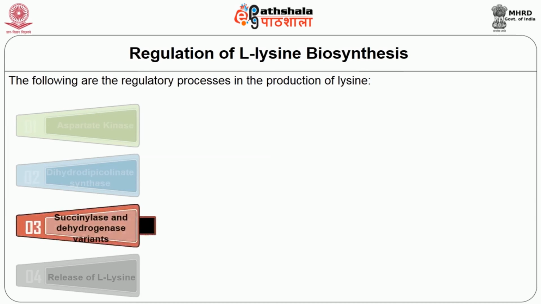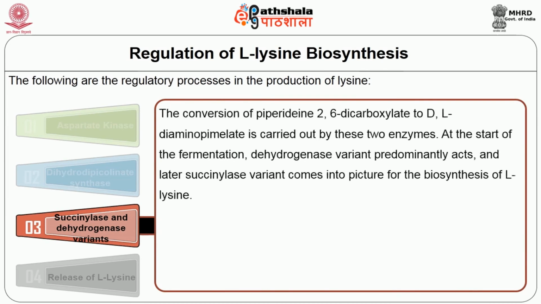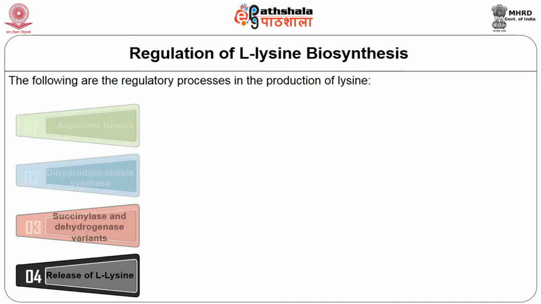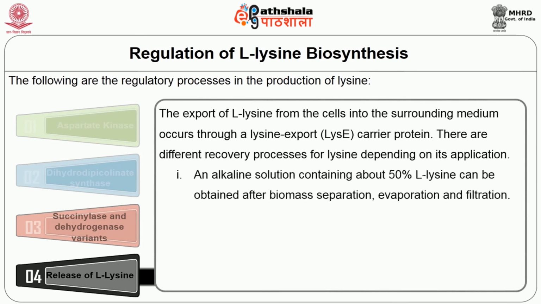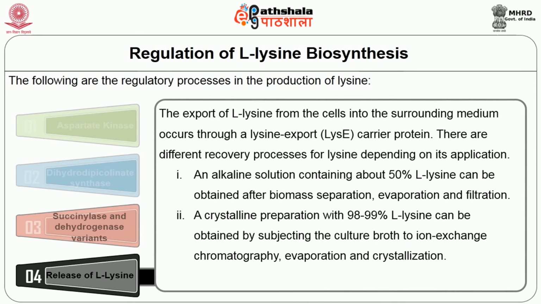Succinylase and dehydrogenase variants: the conversion of piperidine 2,6-dicarboxylate to DL-diaminopimelate is carried out by these 2 enzymes. At the start of the fermentation, the dehydrogenase variant predominantly acts, and later the succinylase variant comes into the picture for the biosynthesis of lysine. Coming to the release of lysine, the export of lysine from the cells into the surrounding medium occurs through a lysine export carrier protein.